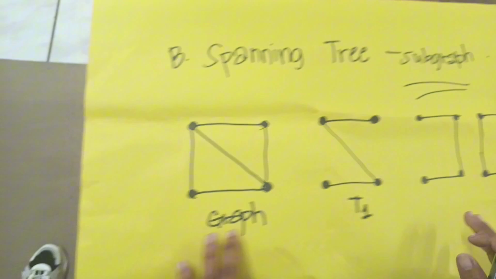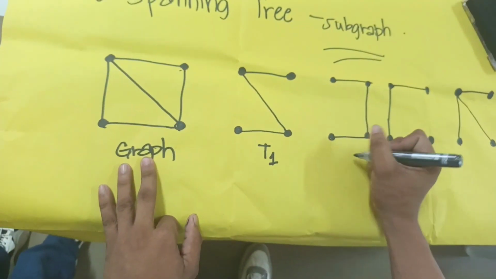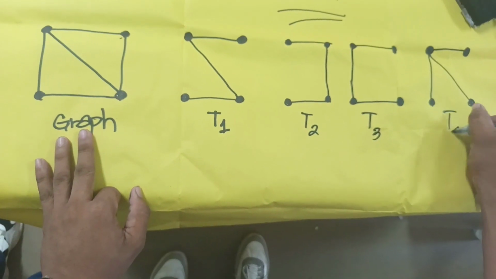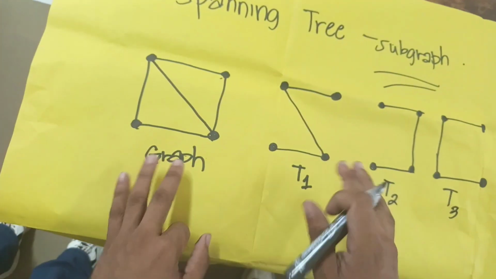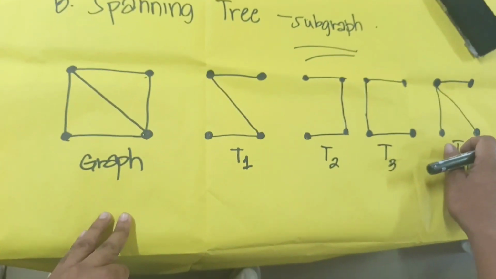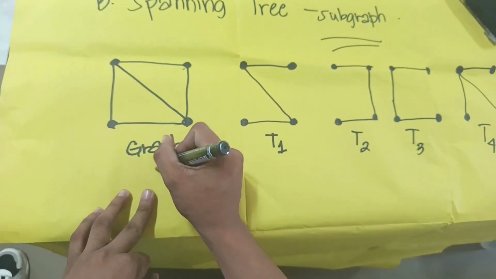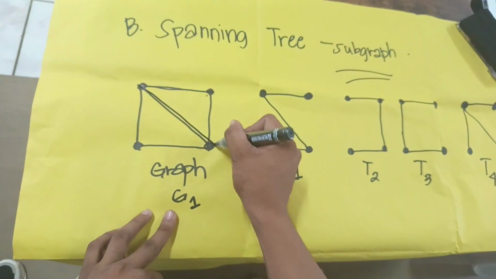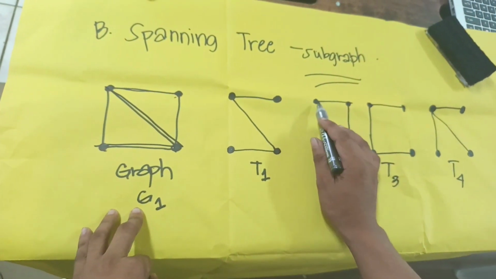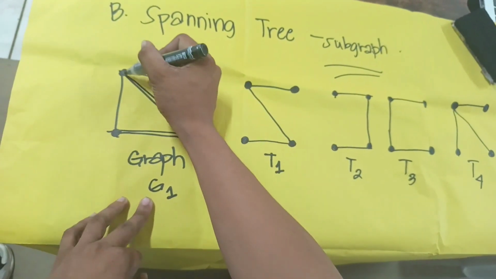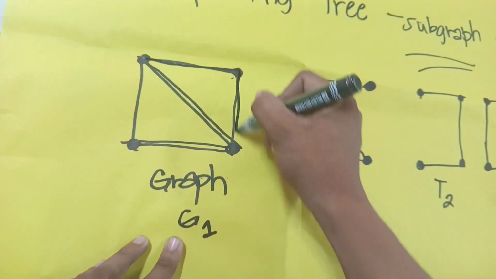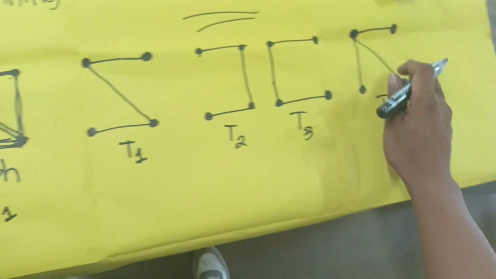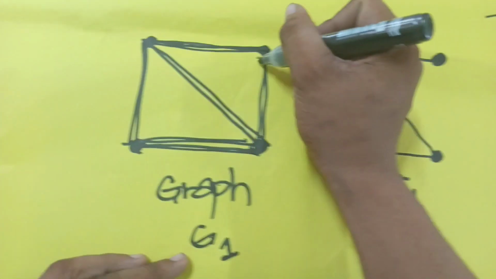Now, as we can observe, these trees were obtained from this graph G1. This one is obtained from this, while the other one, this one, we get from here, as well as this one. Also, lastly, this one.